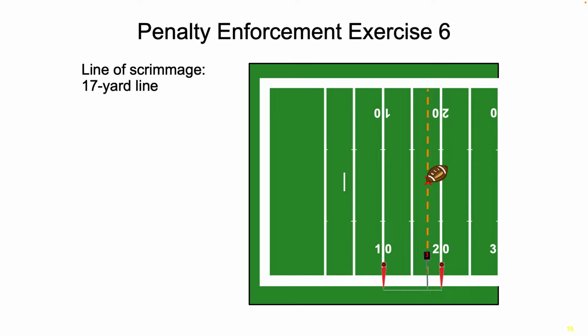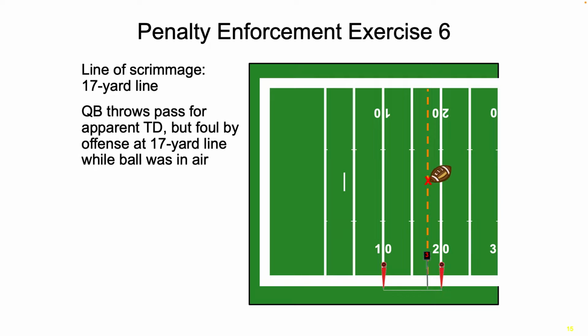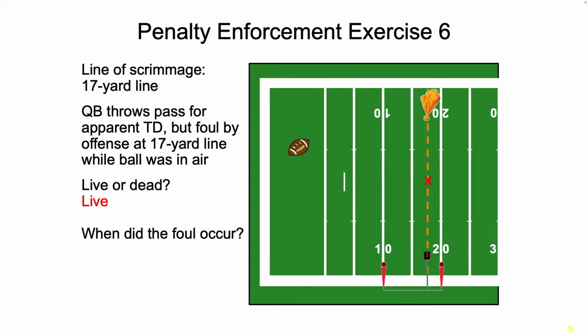Play number 6, back to the 17-yard line. Quarterback throws an apparent touchdown pass, but we had a foul by the offense at the line of scrimmage while the ball was in the air. Maybe we had a holding foul right at the line of scrimmage. Let's go through our questions. Live or dead? Live ball foul.